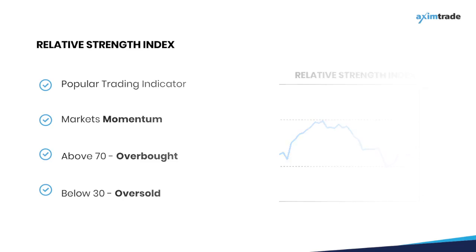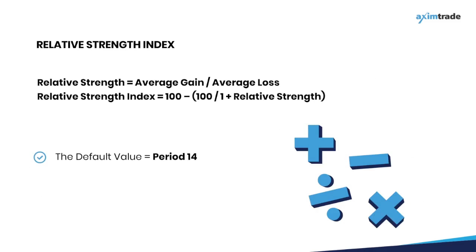Let's look at the formula. The relative strength is calculated by dividing the average of positive price changes by the average of negative price changes, and the RSI can be obtained by subtracting 100 over 1 plus relative strength from 100. By default, the RSI is calculated based on period 14, but traders can change this according to their preferences.